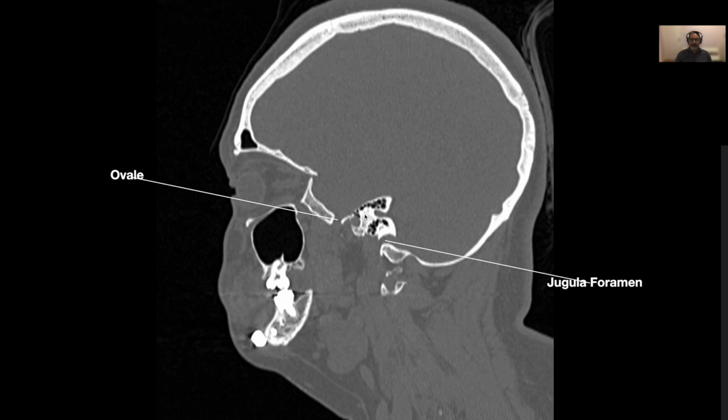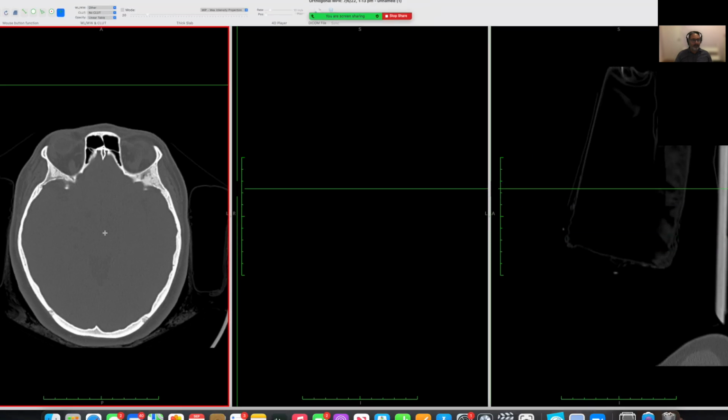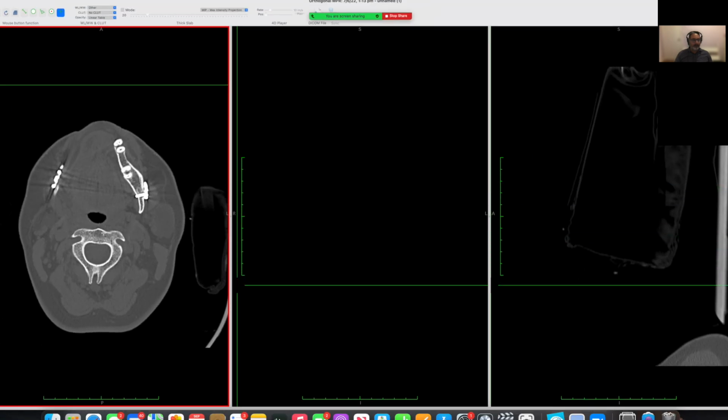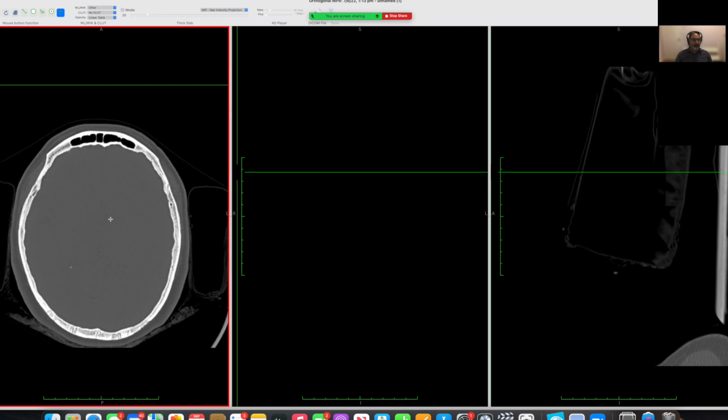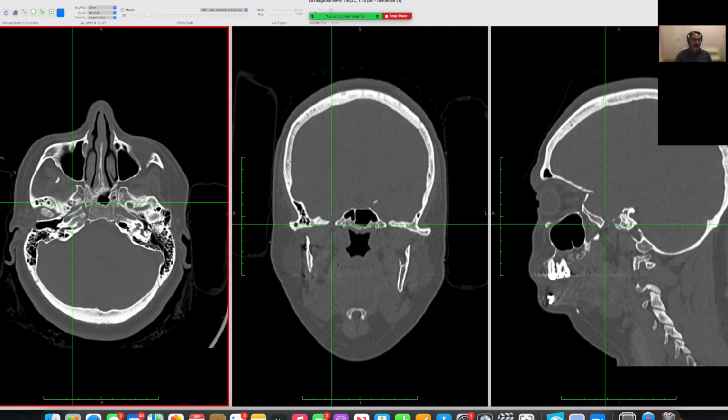Because the jugular foramen is right near where the occipital condyles are, or above them. So that's the jugular foramen. Let's look at it again here. Like, for example, where was foramen ovale? There's foramen ovale, and that's there, and that's there.